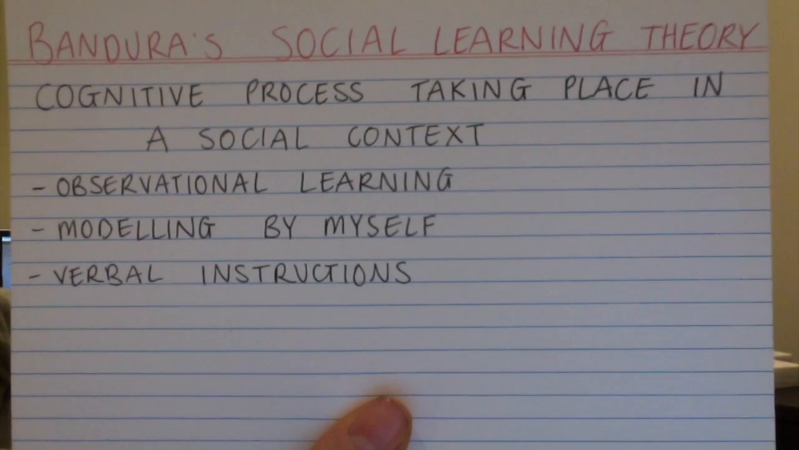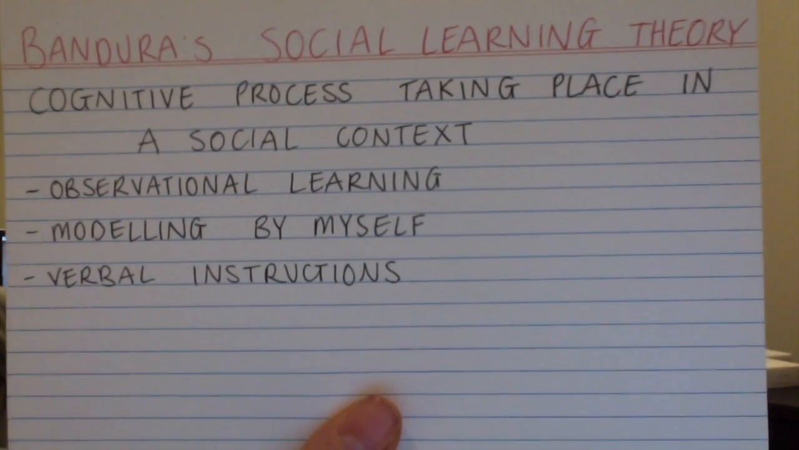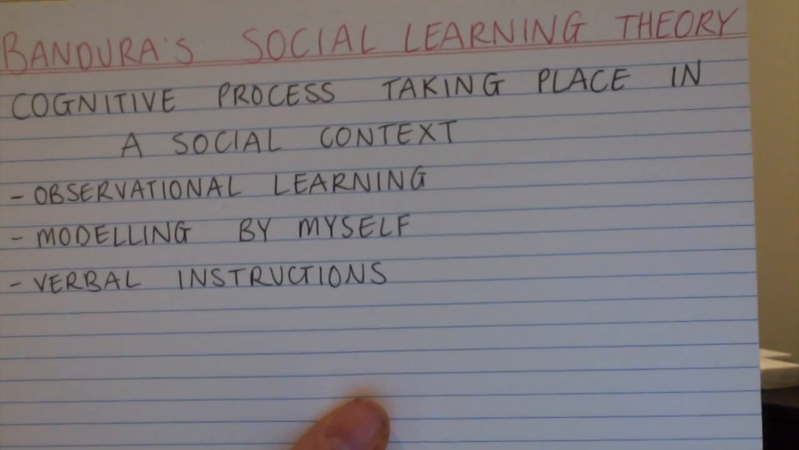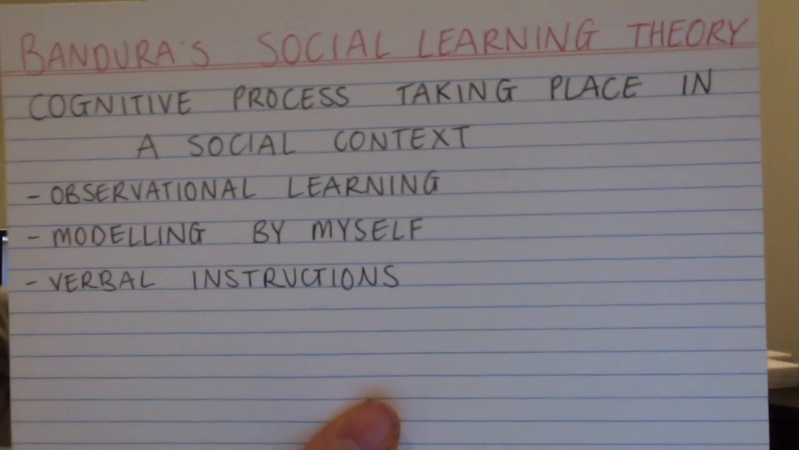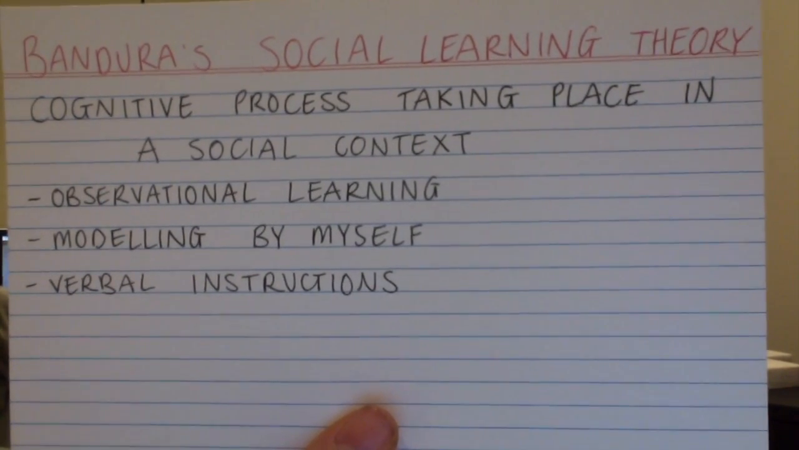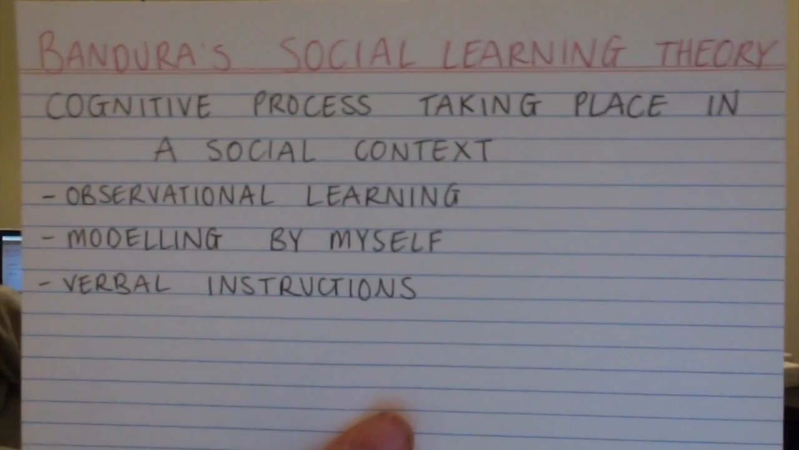When planning this science unit on electricity, I adopted Bandura's social learning theory. So cognitive processes taking place in a social context. So looking at the observational learning, the modelling, which was done by myself and the students, and the verbal instructions. I also adopted the 5E model when planning this unit. So the engage, explore, explain, elaborate and evaluate. This was really useful when planning the activities in each lesson.